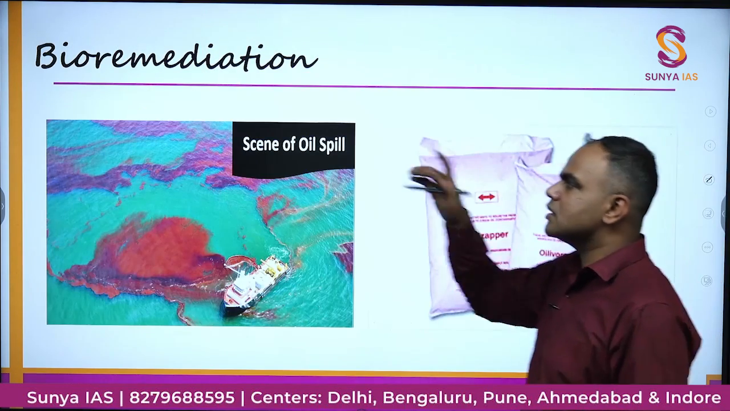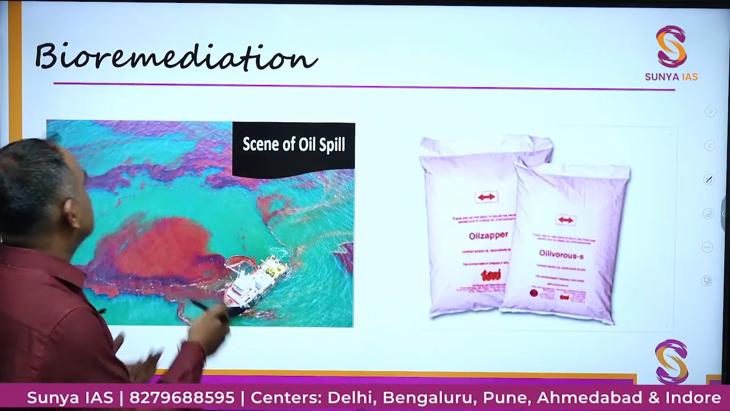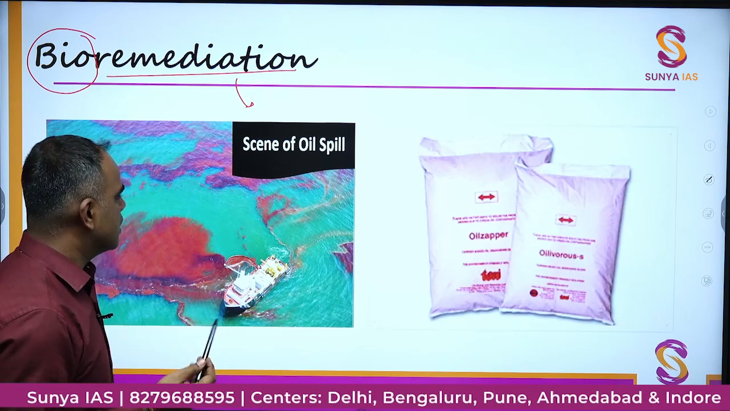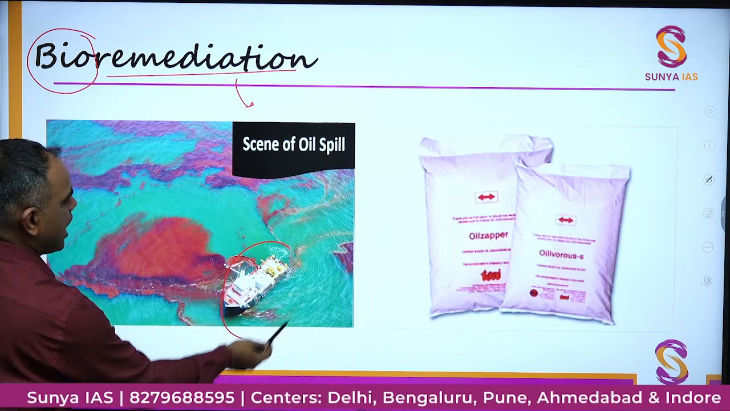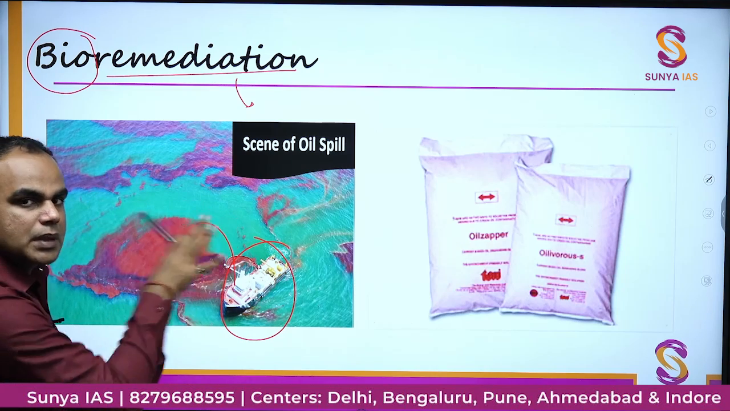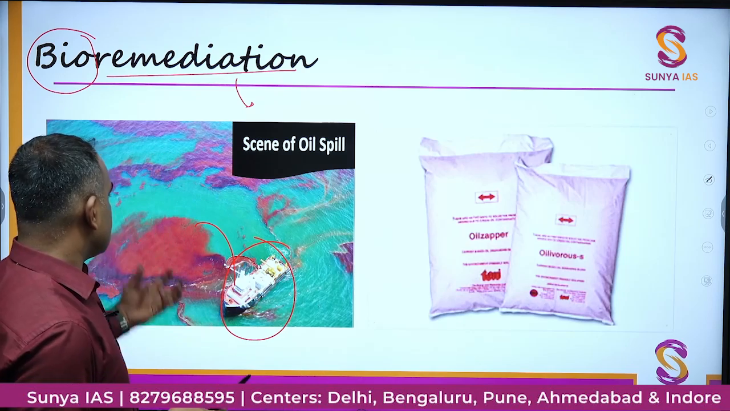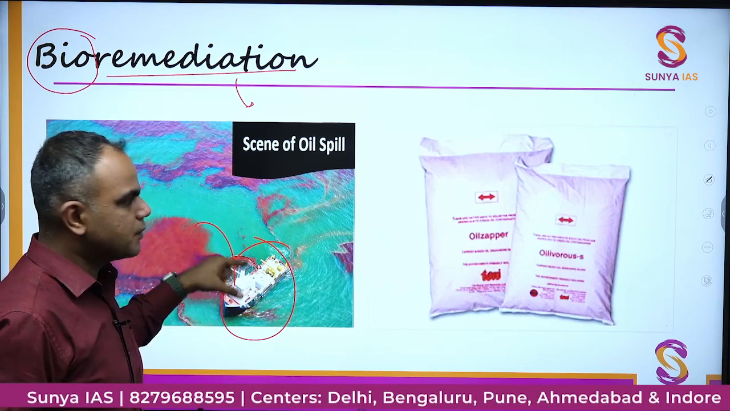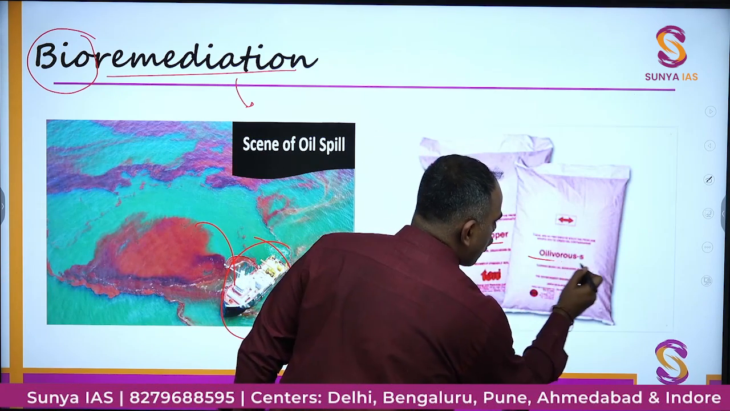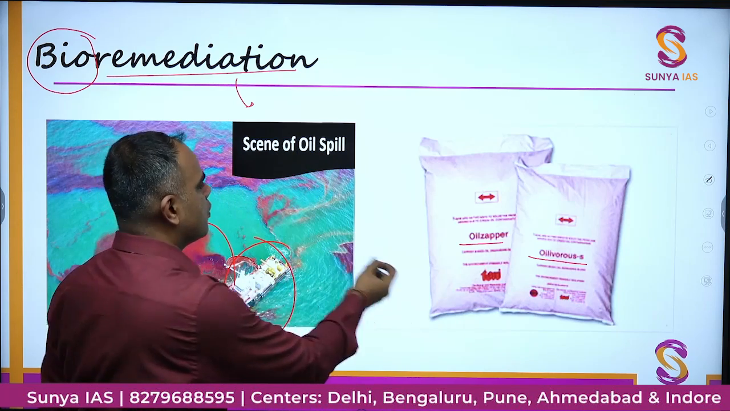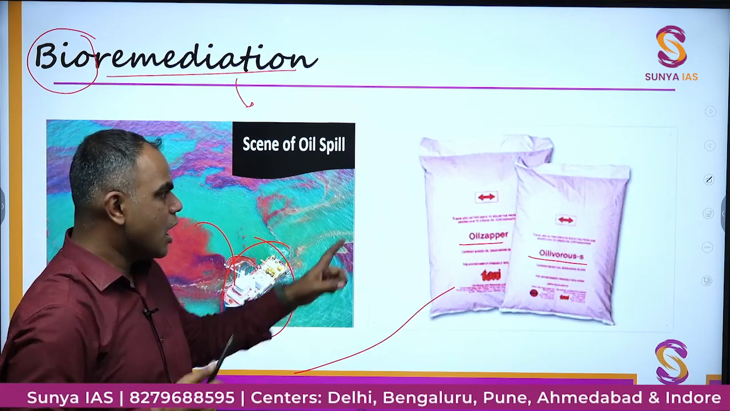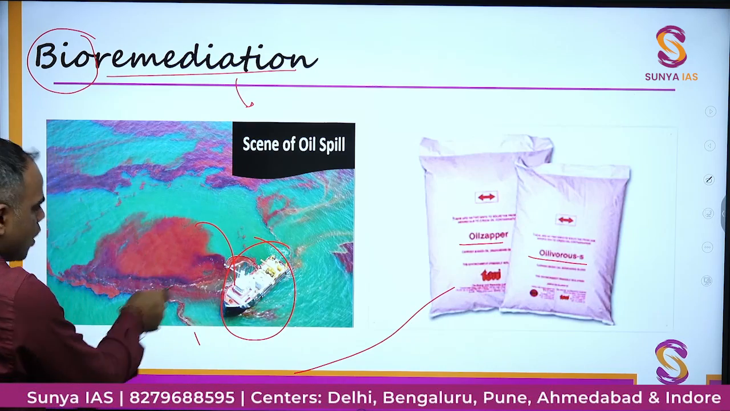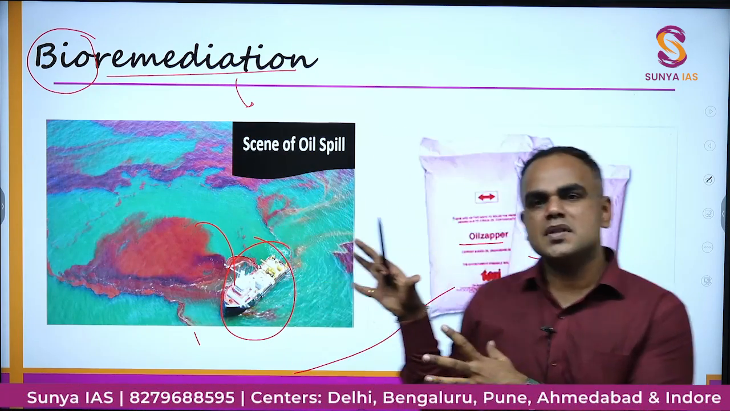Now because we have discussed this, the second term is bioremediation. Bio means biological, and this is the way of treating the waste or the pollutants. Let's say this is a ship and there has been a big oil spill. How can we treat that? Oil spills can be treated through bioremediation. We can have specific bacteria which treat this. Two examples in case of oil spills are Oil Zapper and Oilivorous S. These are bacteria which work on oil spills and take care of them.